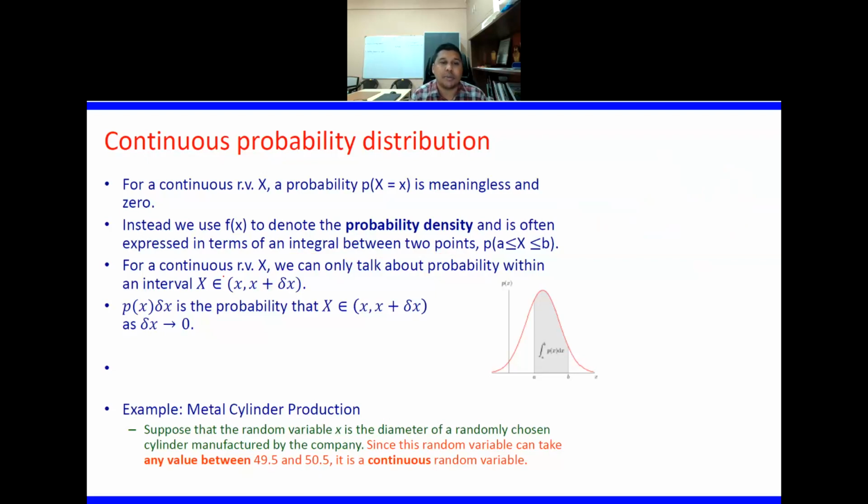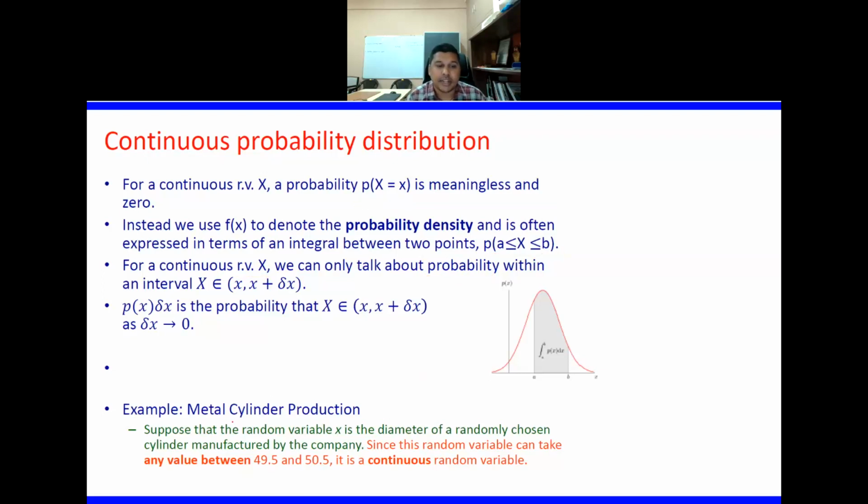So for a continuous random variable, we can only talk about probability within an interval. That is something like this, A, and in between B. Whereas in discrete, I can tell it like this, right?